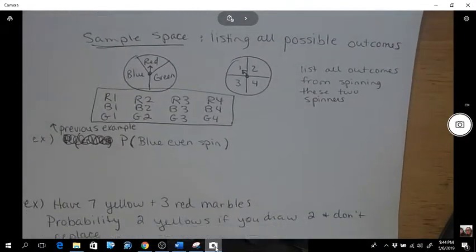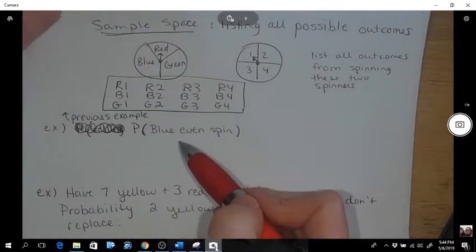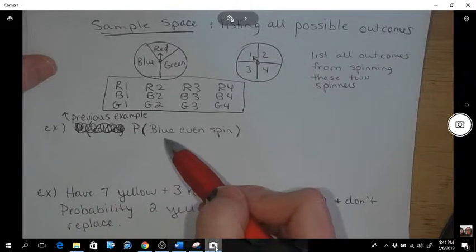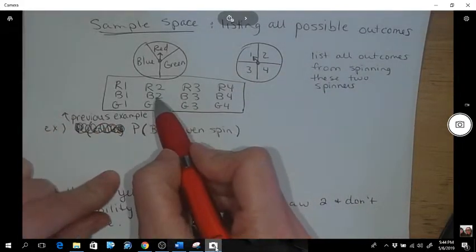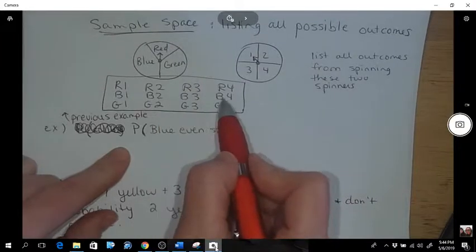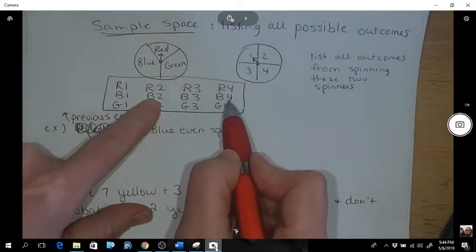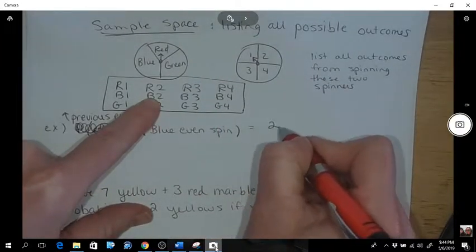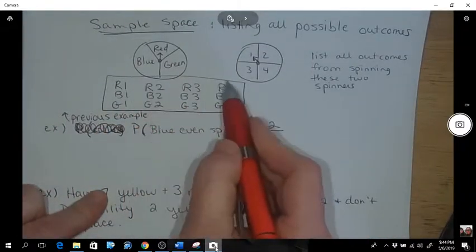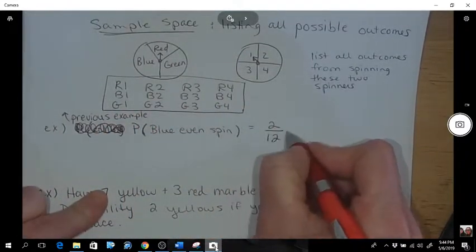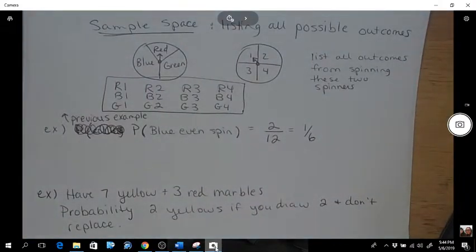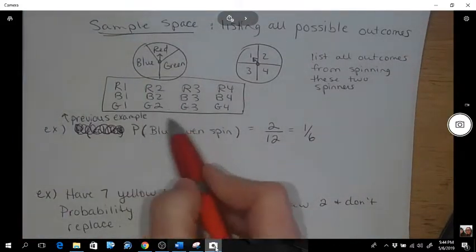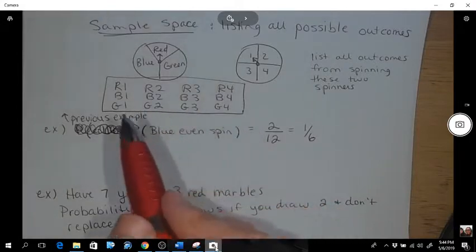Okay, so previous example here, this is the one I did. What's the probability of getting a blue even spin? So the probability of blue even would be here and here. So there's two possible ways to succeed on that out of 12, or 1/6. Okay, so my sample space was that I ended up with 12 possible outcomes.